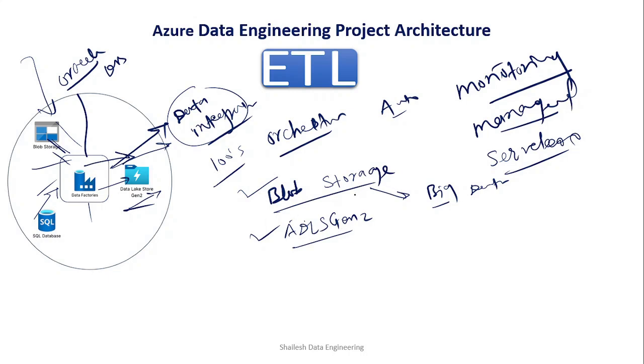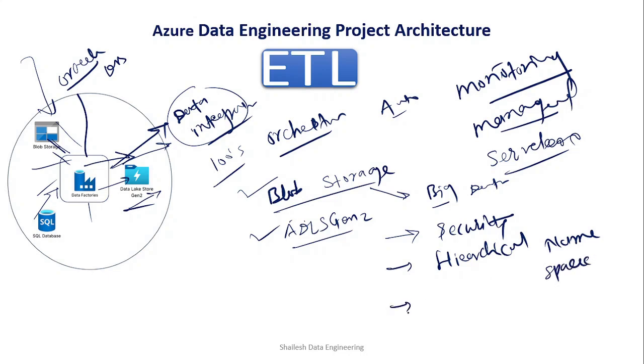Because on top of blob storage some abstractions are added. What abstractions are added? Security is added, so it is more secure. Hierarchical namespace is also added, and it is more performant. Get it properly.